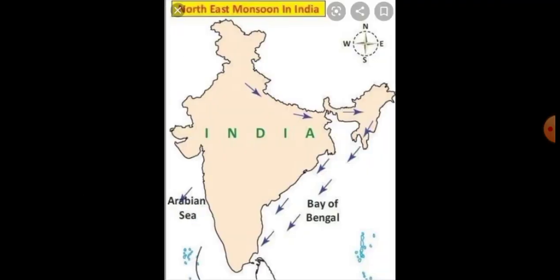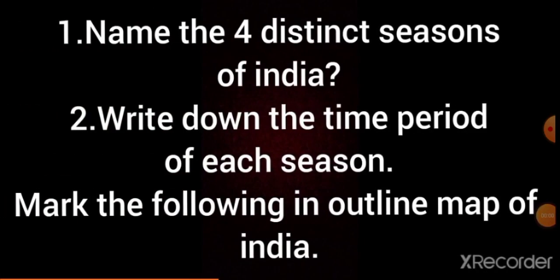Can you understand, students? Just see this map. This is the northeast monsoon wind. I gave two maps here. One map is the southwest monsoon wind. The other map is the northeast monsoon wind. These two maps are related to the 10th standard portion. So you have to do them.